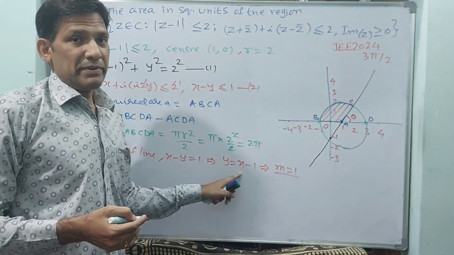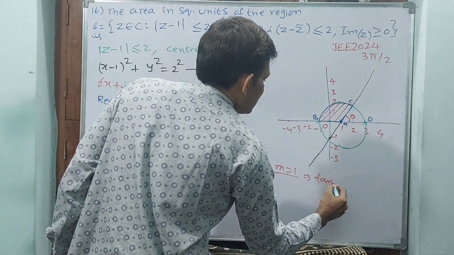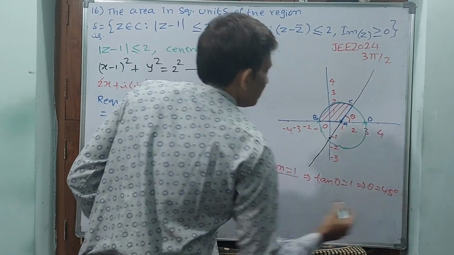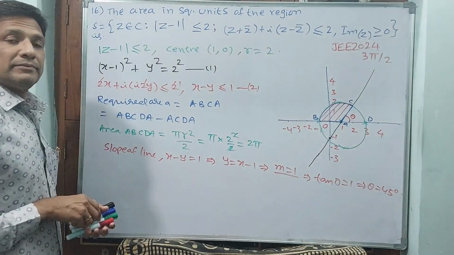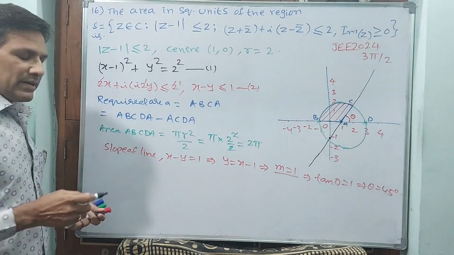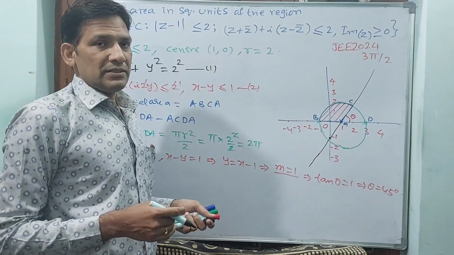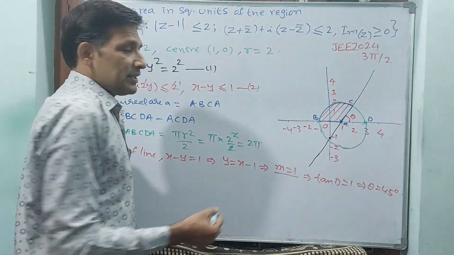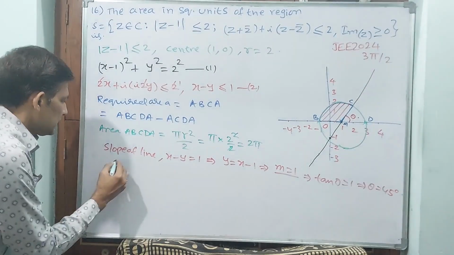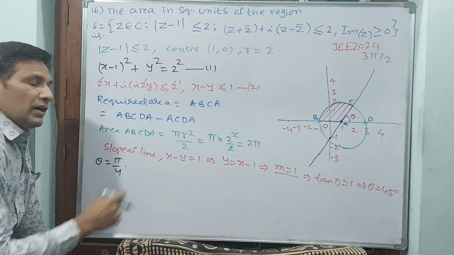Y is equal to mx plus c. Implies tan theta is equal to 1. Implies theta is equal to 45 degrees. Do you accept? Okay. Slope is 1 means slope is nothing but your tan theta. Tan theta 1 means theta will be 45 degrees. That means, see, this is having 45 degrees. What is that 45 degrees? Pi by 4. Theta is equal to pi by 4.